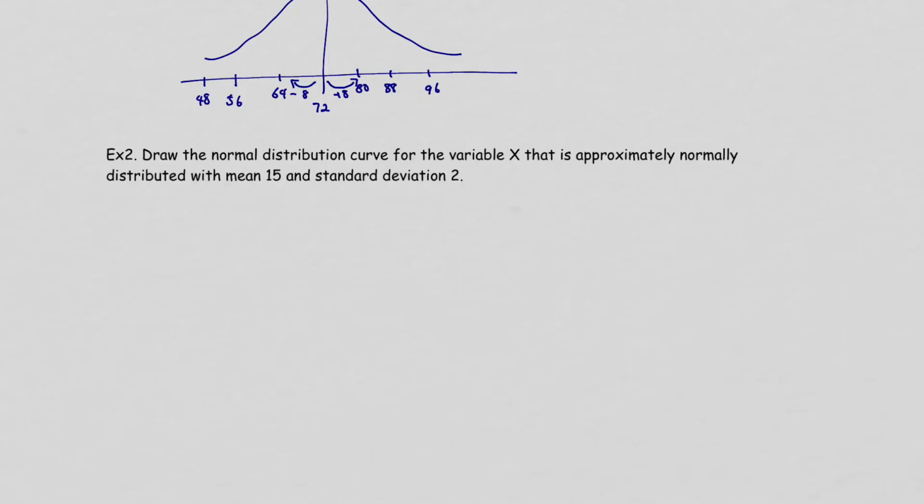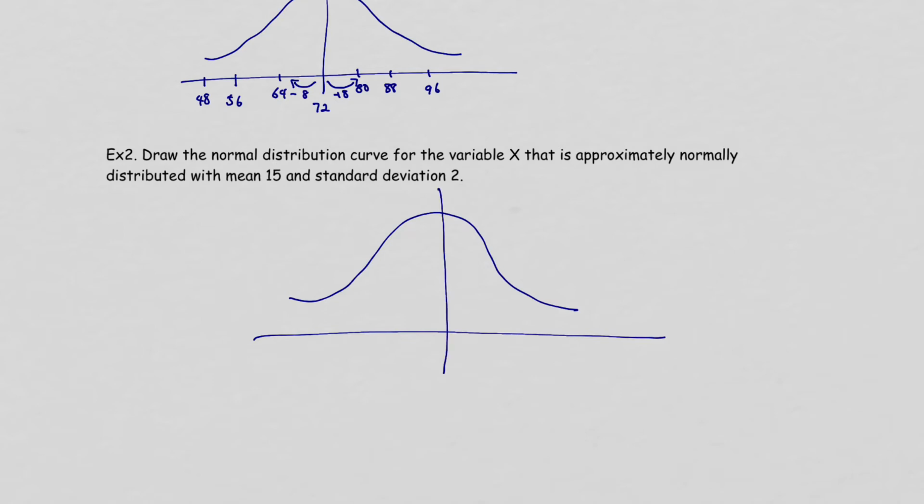If I try one more, we're drawing the normal distribution curve. Let's do that again. Your mean in this example will be 15, and the standard deviation is 2, so it'll be 1, 2, 3, 1, 2, 3. Above, we'll be adding 2, so it'll be 17, 19, 21. Below your mean, subtracting 2, so it'll be 13, 11, and 9.